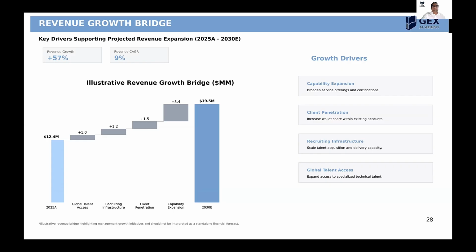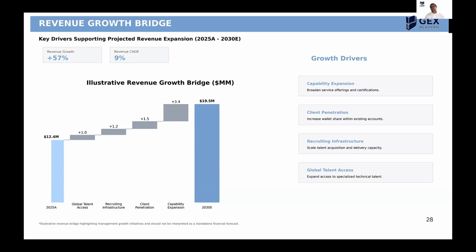Then we talk about the second driver, which is client penetration, right? It's often one of the more attractive growth levers in private equity because it typically involves selling more services to existing customers rather than acquiring entirely new customers. Management believes there is a substantial opportunity to increase wallet share within current client relationships, right? In other words, the company may already have access to customers that spend significantly more on technology services than they currently spend with Technova. So if that assumption is correct, then revenue growth can be achieved with relatively limited customer acquisition costs.